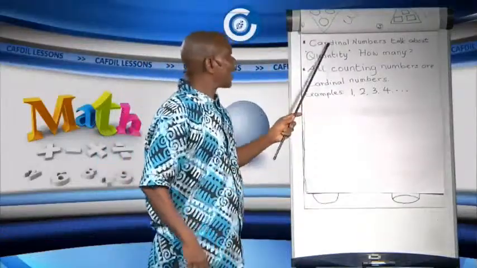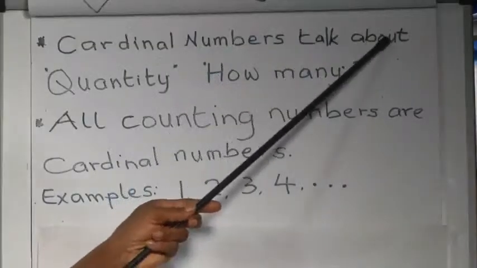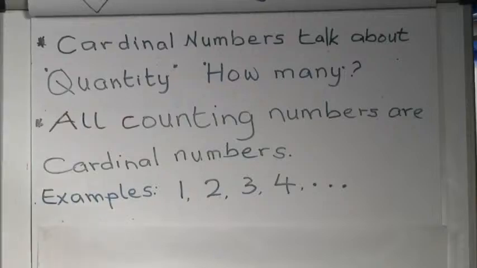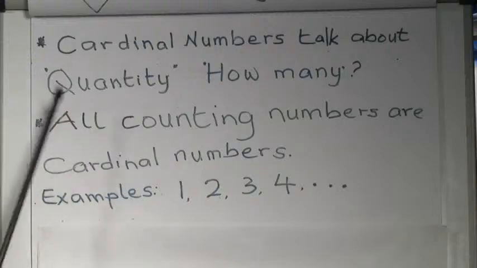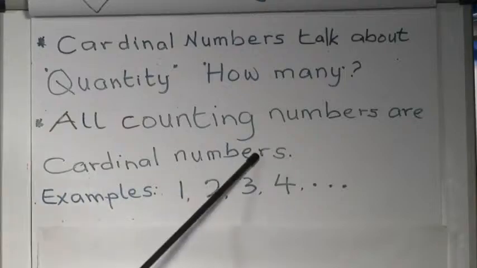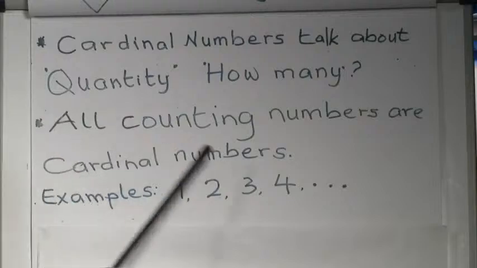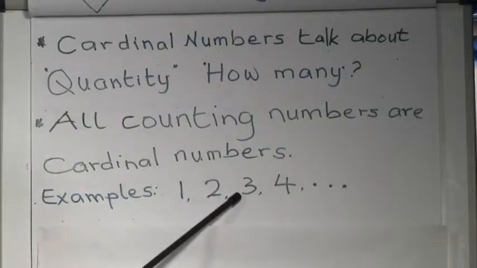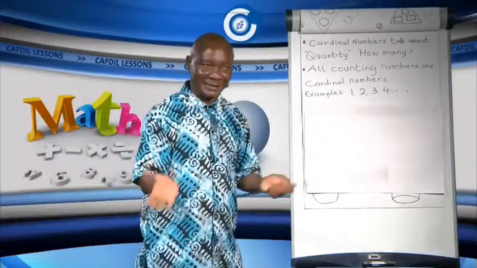So you see here, cardinal numbers talk about quantity or how many. So we say all counting numbers are cardinal numbers. Examples are 1, 2, 3, 4, and so on. So even if you say 2,000, 2,000 is a cardinal number.